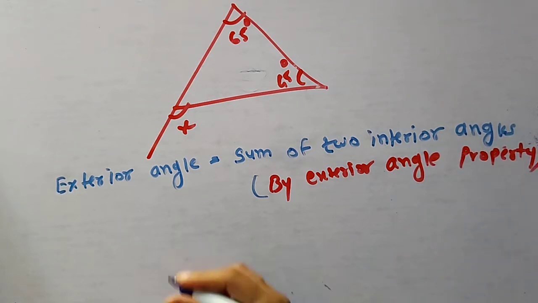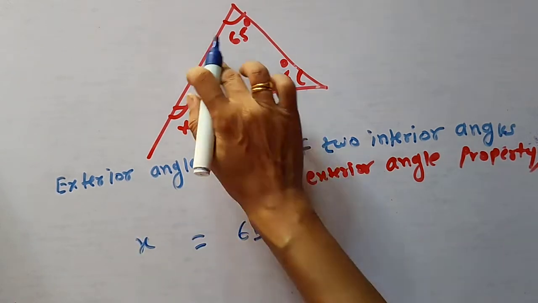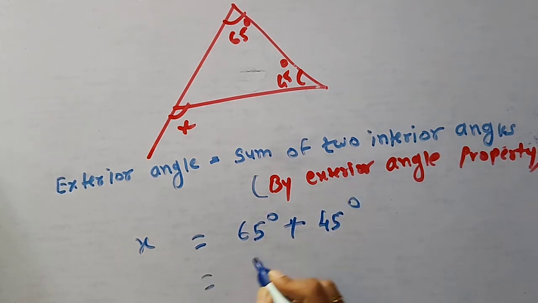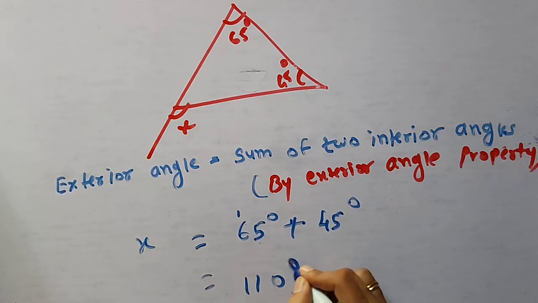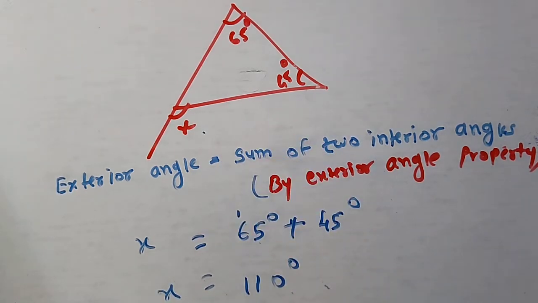Then write exterior angle is given x, sum of two interior angles means 65 degrees plus 45 degrees. Okay, so we get 5 plus 5, 0, 1 carry over, 6 plus 4, 10, 10 plus 1, 11, so 110 degrees. So what is the value of x? 110 degrees. Okay, in this way you have to complete question number 1 in your notebook.